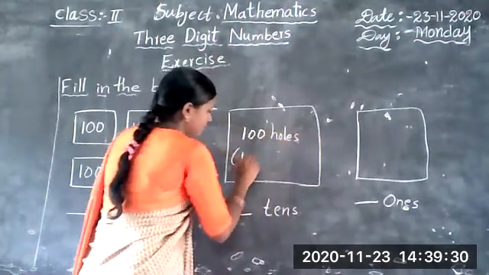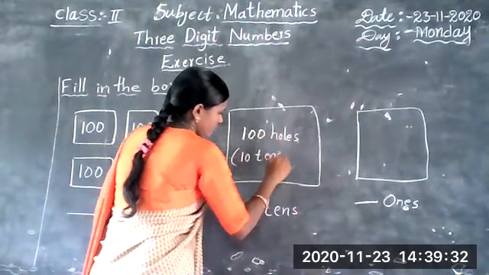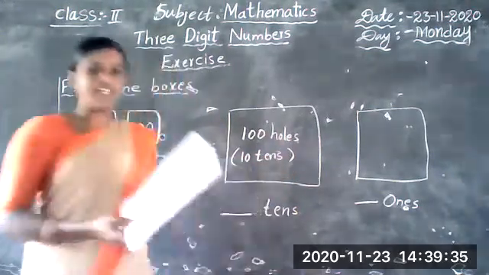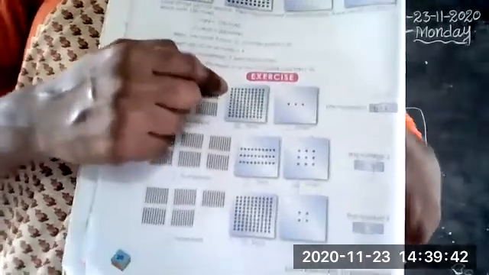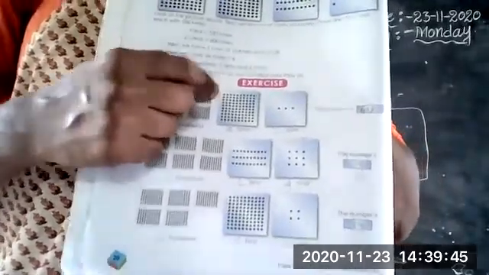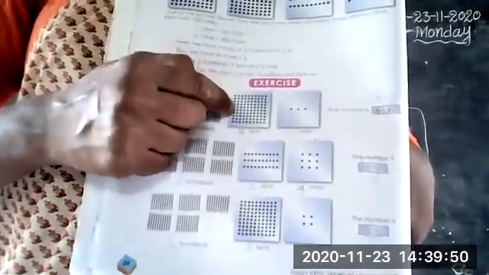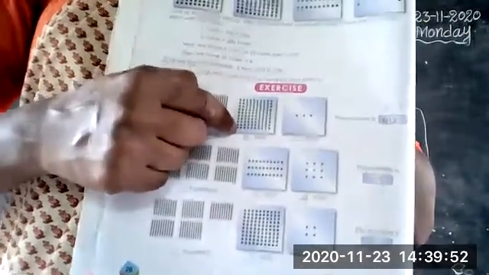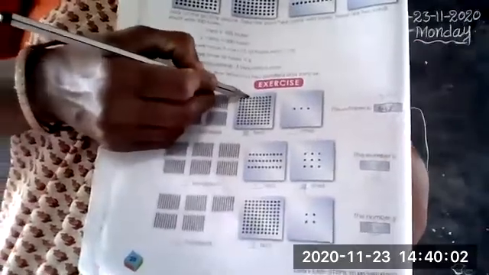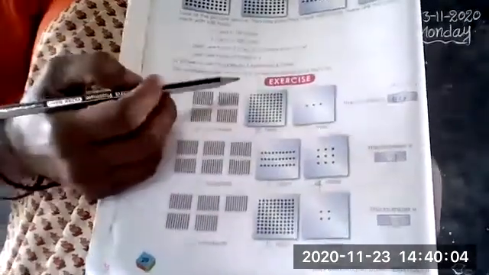It means 10 tens. See, for example, in your textbook. There are 10 rows. Each row has 10 holes. Did you understand, children? There are 10 rows. 1, 2, 3, 4, 5, 6, 7, 8, 9, 10. 10 rows and each row has 10 holes. Did you understand?